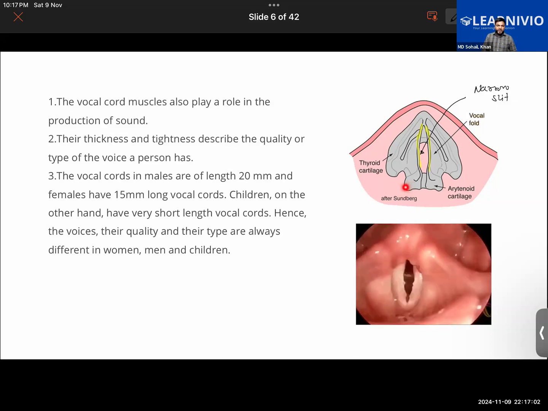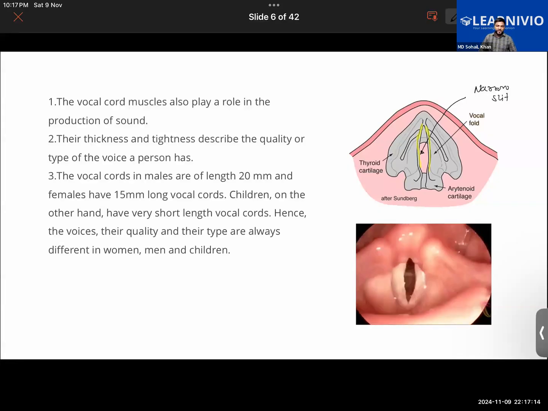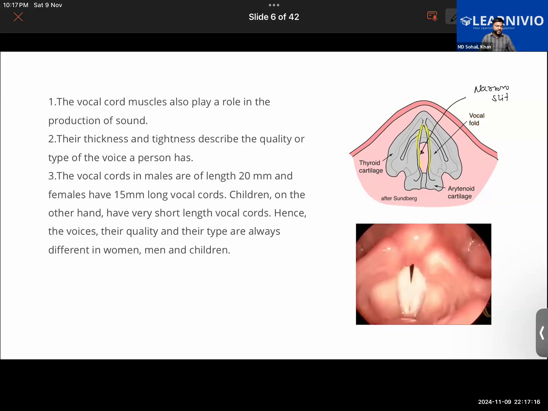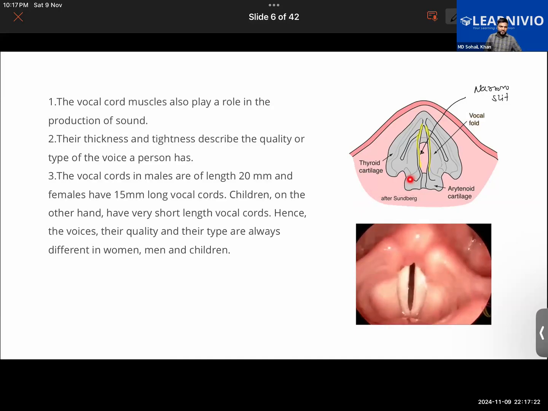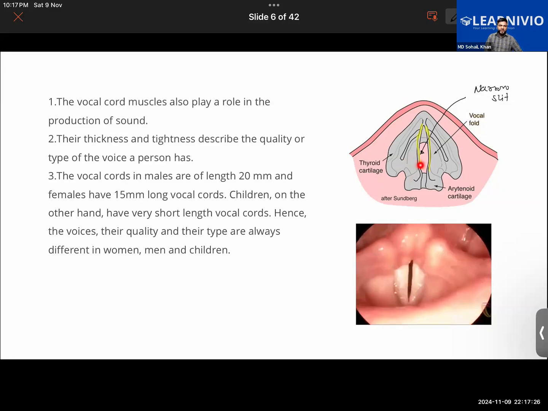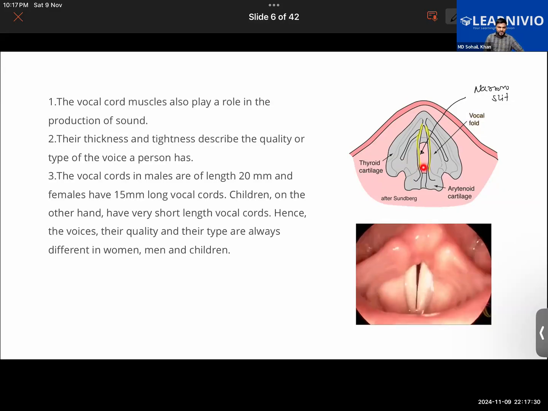Okay. Also, we see that different people have different voice qualities. Why? Because no two people in the world can ever have the same type of natural voice. If they are doing a mimicry or something, that's a different thing. So the thickness and the tightness of the vocal cords are different for different people. Hence, the voice quality of different people is different.